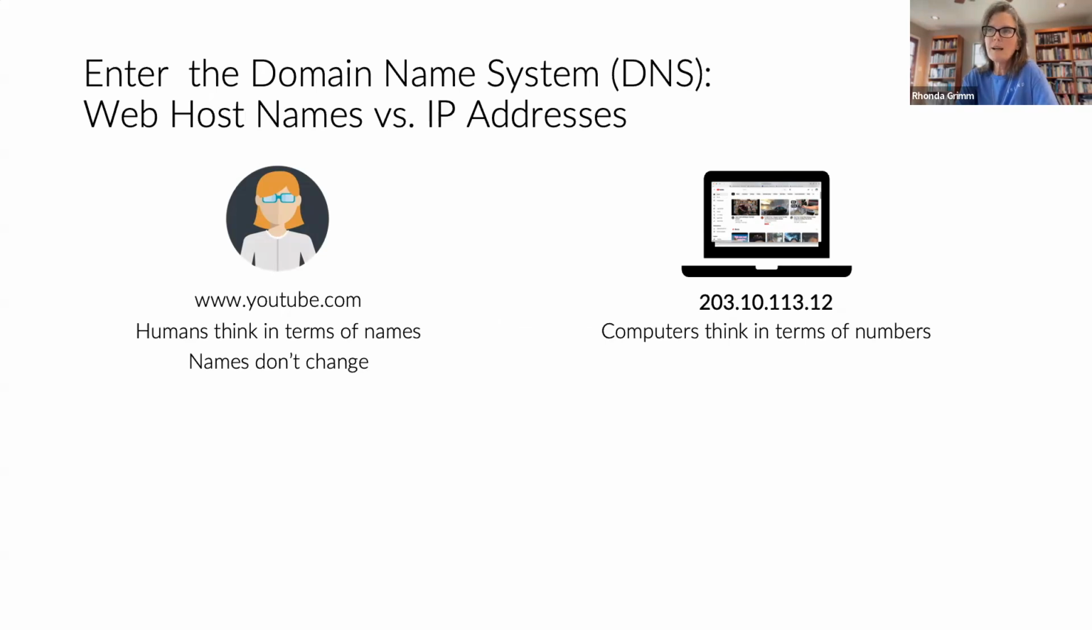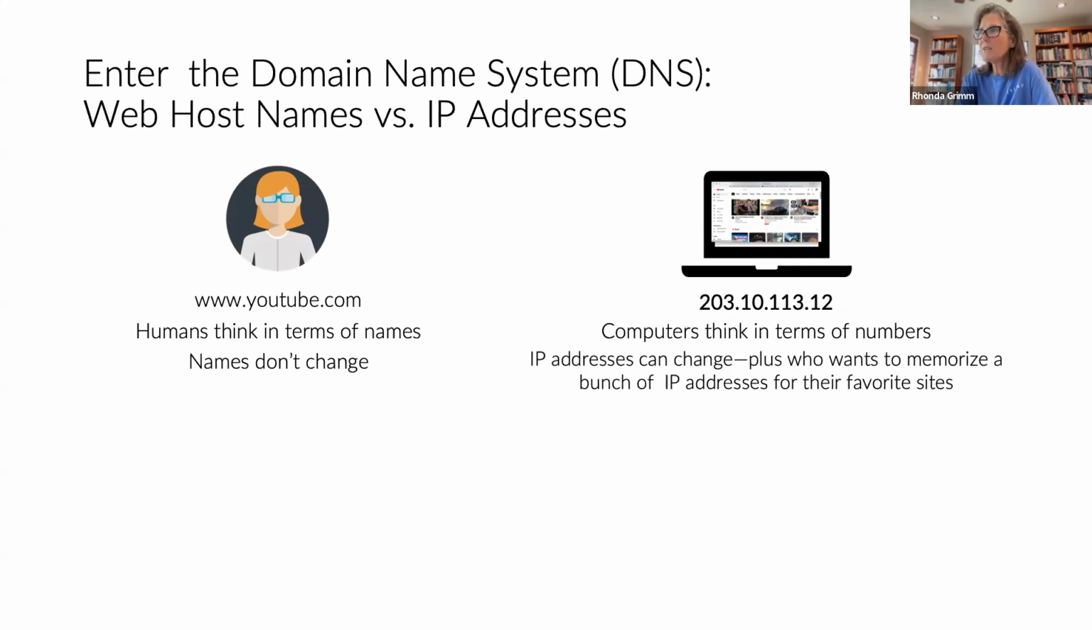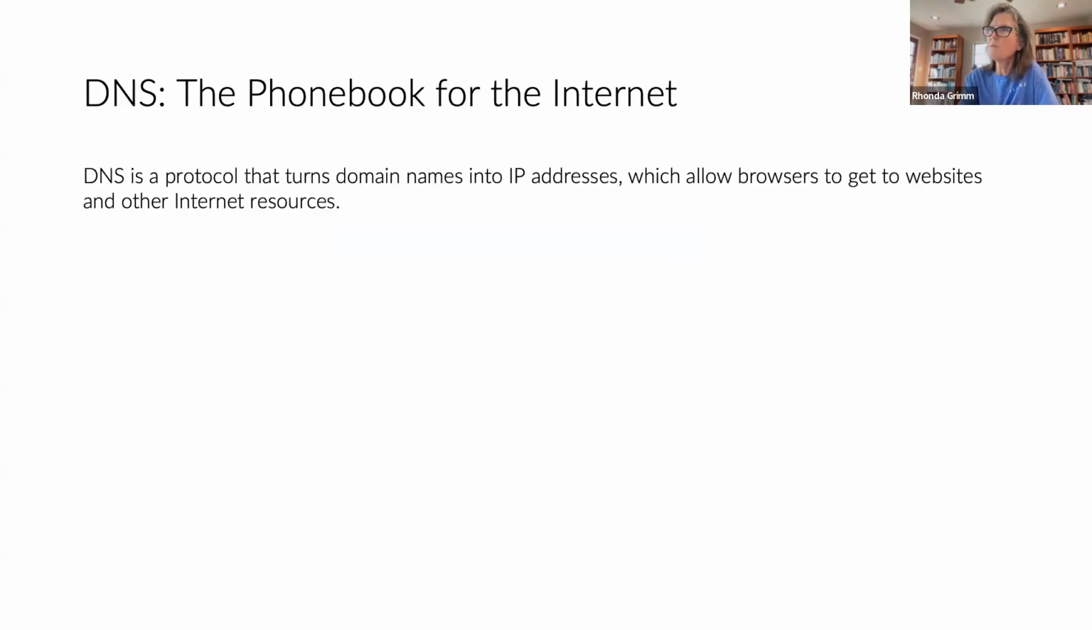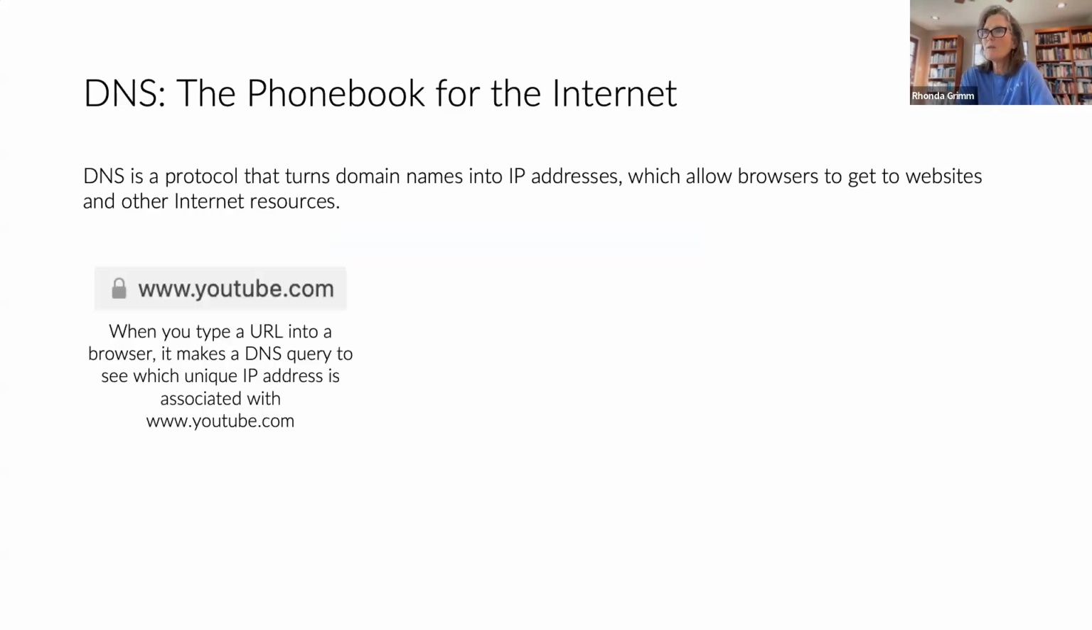It's always youtube.com. But IP addresses can change for a variety of reasons. And plus, who wants to memorize a bunch of IP addresses for their favorite sites? So it's kind of like in the old days when you had a phone book and you knew your friend's name. You didn't necessarily remember their phone number or their address for that matter, but there was a way to look it all up. Same thing with DNS. It's basically the phone book for the internet. So it turns names, domain names, into IP addresses and allows you to get where you want to go.